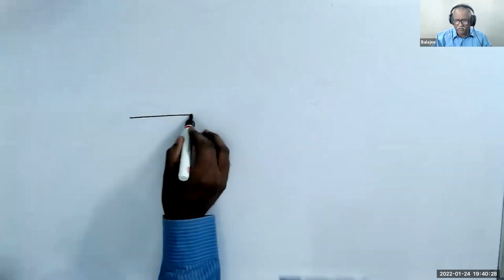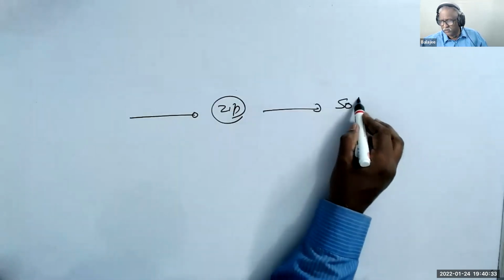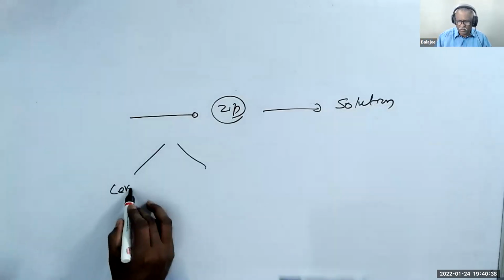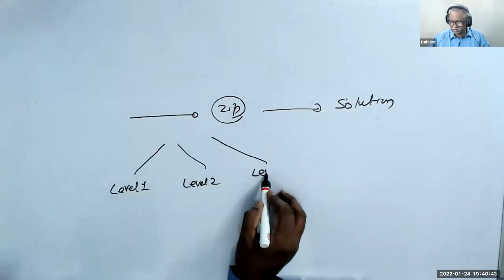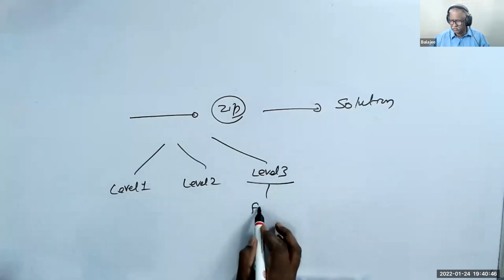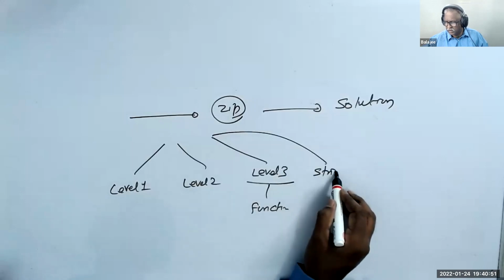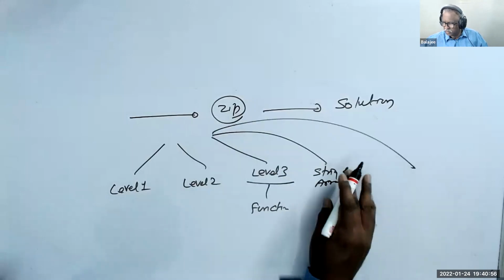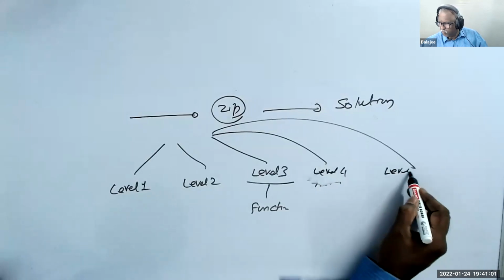So I'll tell you once again, whatever problem I send, zip files, you send me the solution. I've given so far level 1, level 2. Tomorrow I'll put level 3 functions. It's about functions. And level 4 is about strings and arrays. Level 5 is about pointers.